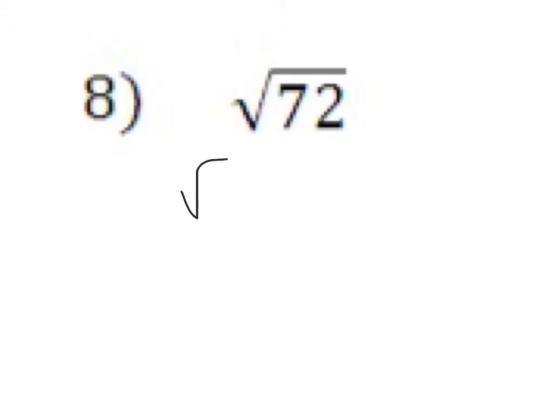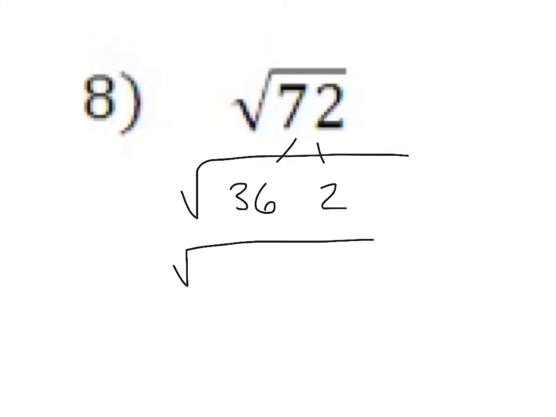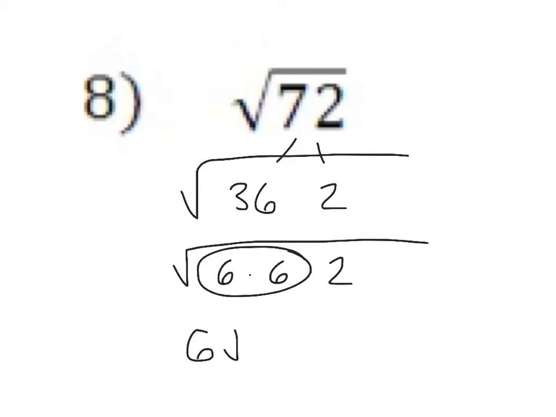Massimo, what can we do with square root of 72? 36 and 2. And what can we break 36 into? 6 and 6. Do we need to break it down more? No, because we have a pair of 6's that we can take out. So what do we get for our answer, Massimo? 6 square root 2. Perfect.